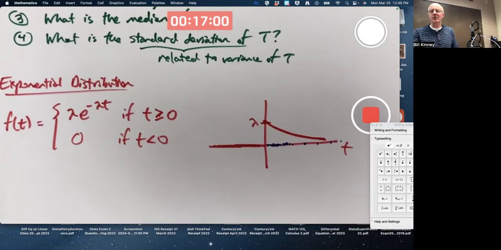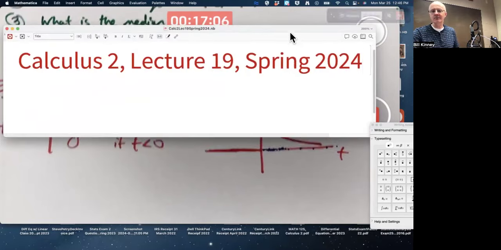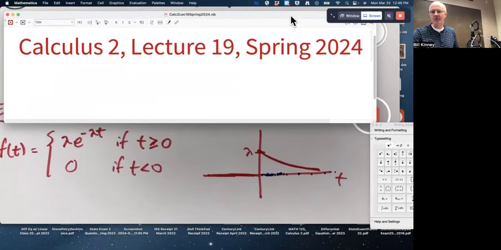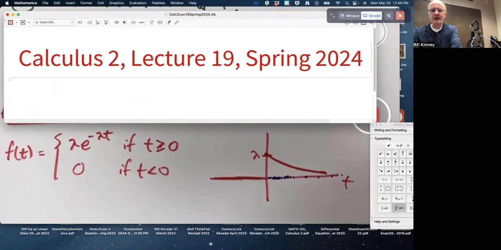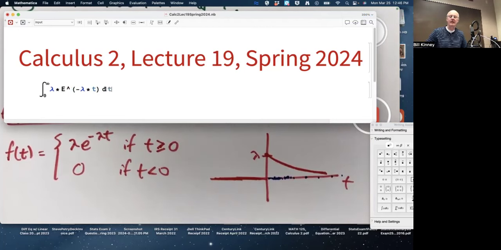Does this really integrate to 1? We will use Mathematica a lot today to do calculations for us. This was a calculation we did before by hand. It's an improper integral from 0 to infinity of lambda times e to the negative lambda times t dt. Mathematica, does this integral equal 1? Yes, with a caveat.